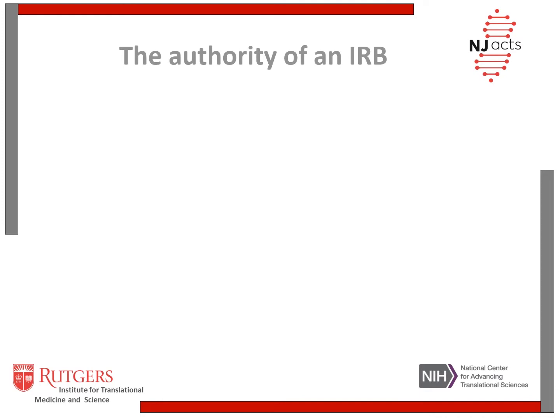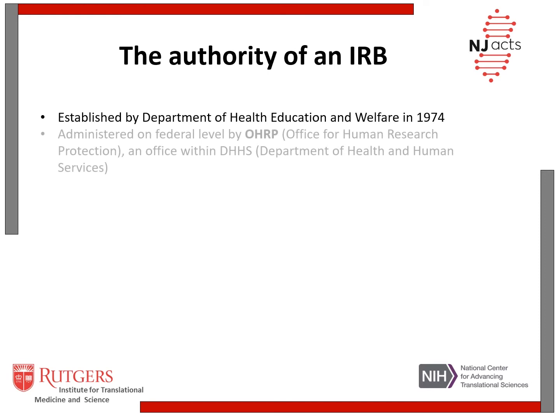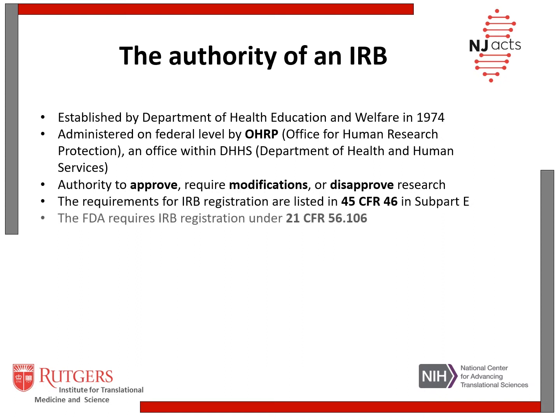Here we will be discussing the authority which an IRB possesses. The IRB was established by the Department of Health, Education, and Welfare in 1974. It was administered on a federal level by OHRP, an office within DHHS. It has the authority to approve, require modifications, or disapprove research. The requirements for IRB registration are listed in Title 45, Part 46, Subpart E. The FDA requires IRB registration under Title 21, Part 56, Section 106.